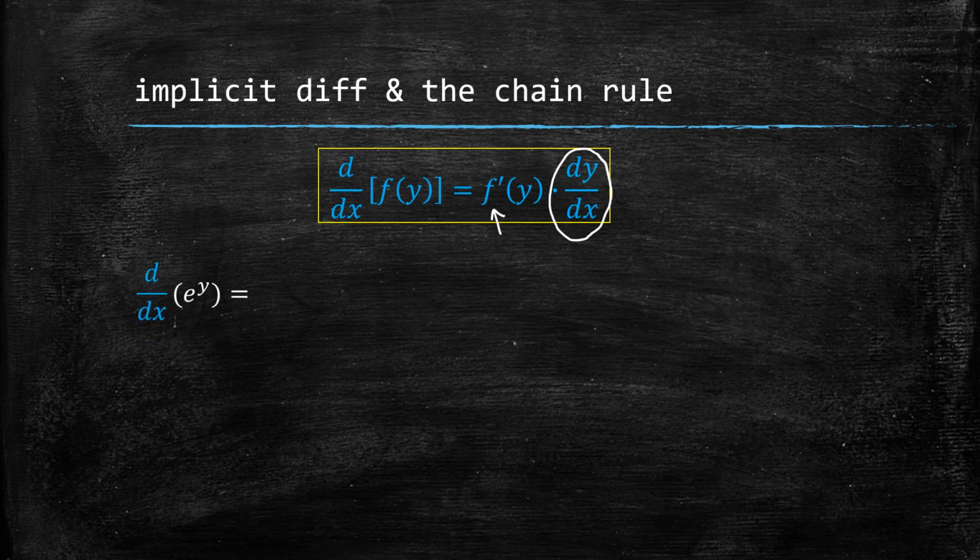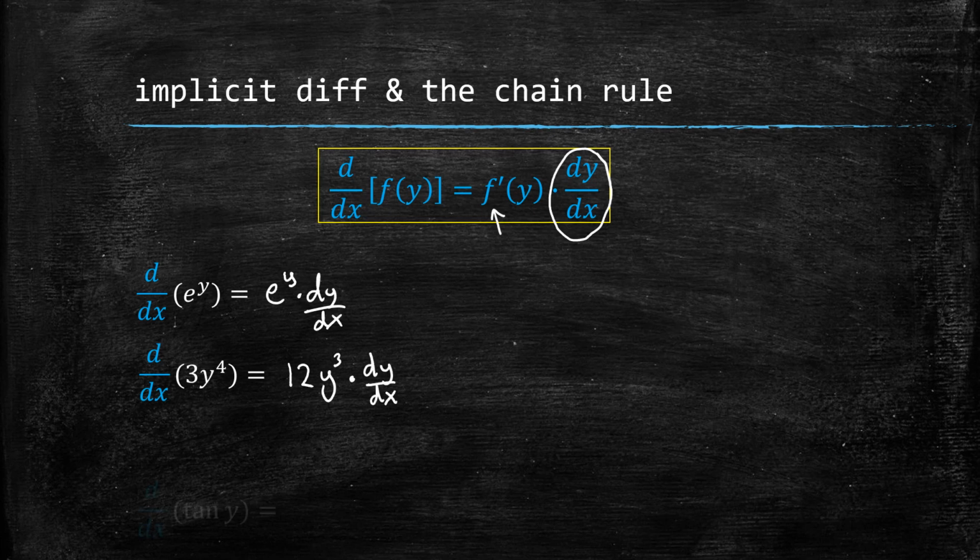Let's take a couple of examples. The derivative of e to the y will be e to the y times the derivative of the inner function, which is just y. So we just have to write dy by dx because there's nothing we can do. And what about 3y to the fourth? That will be 12y cubed, the derivative of the outer function, times the inner. Well, once again, it's just dy by dx.